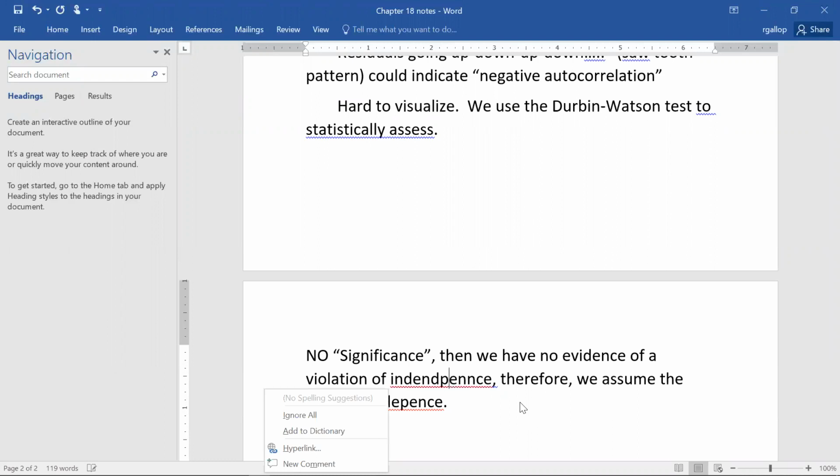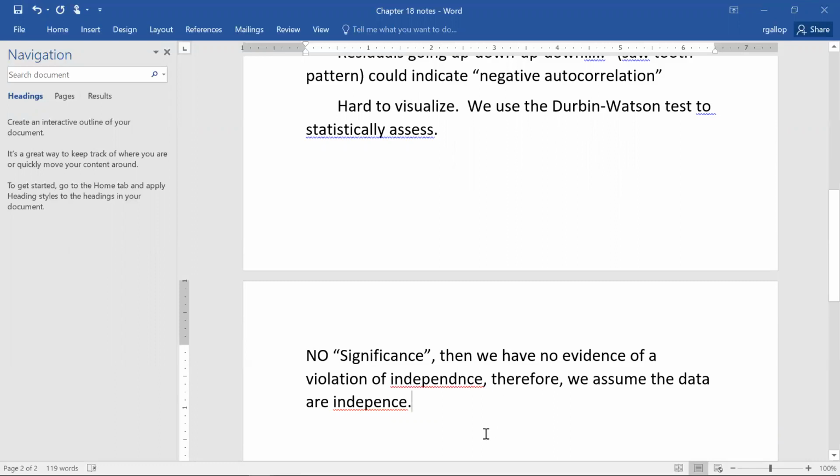Man, you think the spelling would help me out. I feel like Dan Quayle. Independence. Independence. Thank you. Independence.